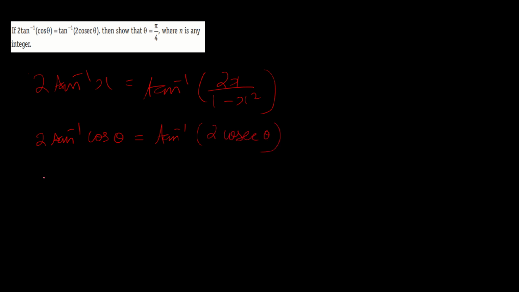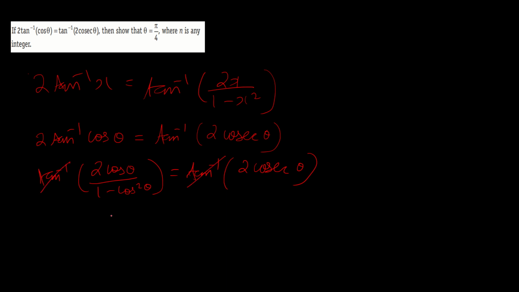Instead of 2 tan inverse cos theta, we can write tan inverse of 2 cos theta by 1 minus cos square theta equals tan inverse 2 cosec theta. Let me cancel out the tan inverse. I cancelled it out. If you want, cancel out this 2 as well. Cos theta by, what is 1 minus cos square theta? Sin square theta, equal to cosec theta.